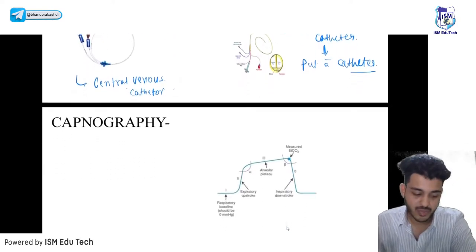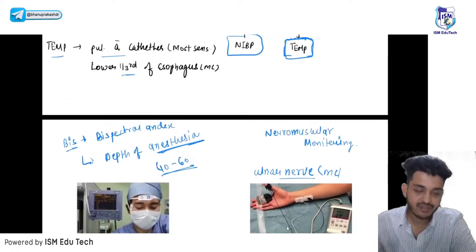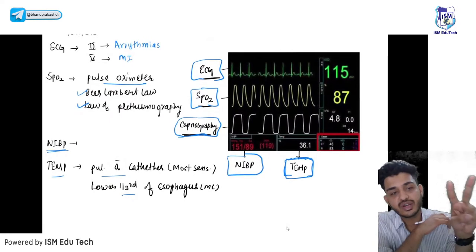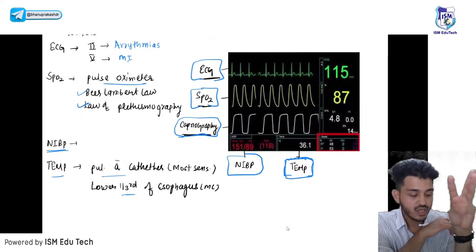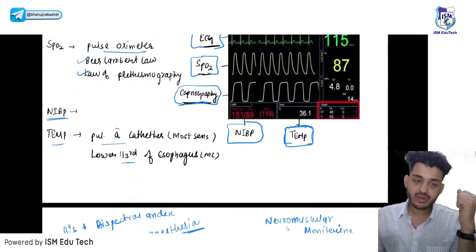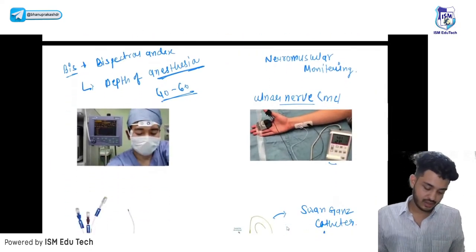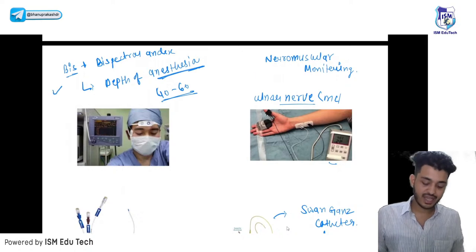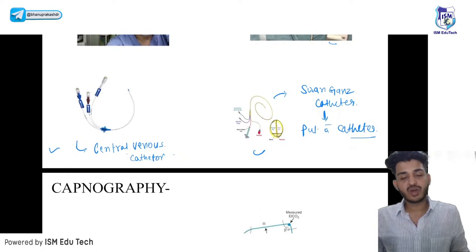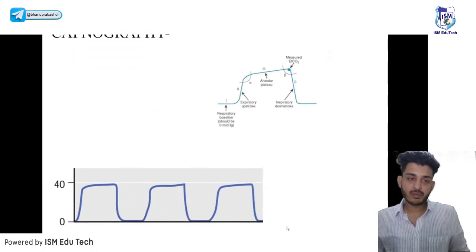Okay, let's talk about the capnography, guys. What have we seen? We have seen the five mandatory monitors. First one is your ECG. Second one is your SpO2. Third one is your NIBP. Fourth one is your temperature. Last one, the capnography. Now we are going to study the capnography. Desirable monitors we have seen: this and neuromuscular monitoring. This is your central line and this is the Swan-Ganz catheter. Now let's talk about the capnography.